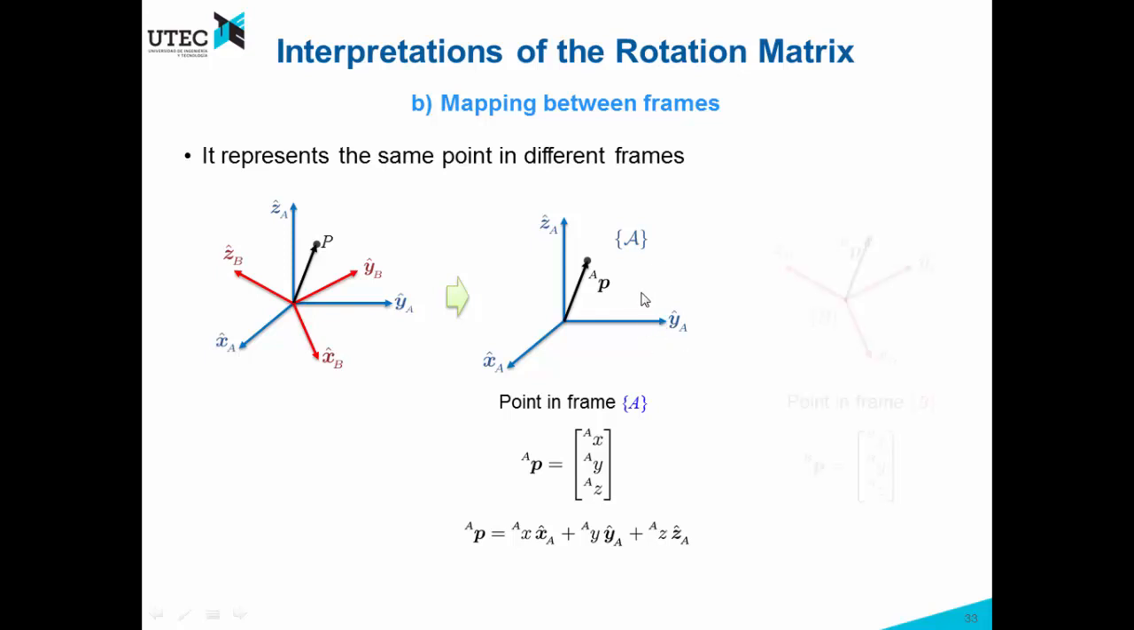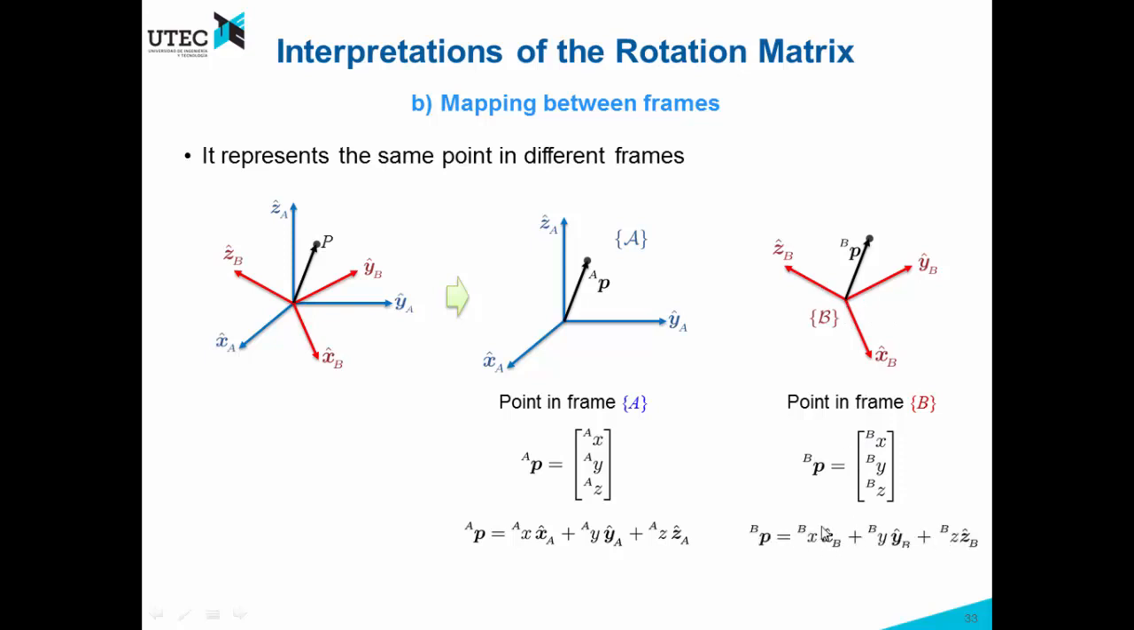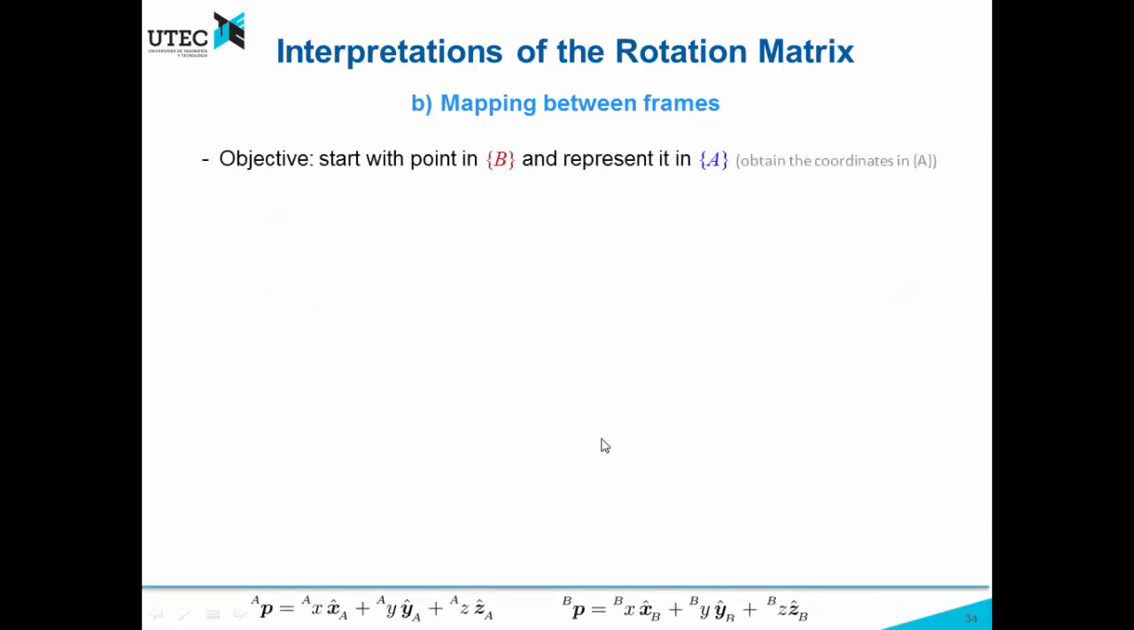We can have the same point now in frame B. In frame B, we have this point, and we have again coordinates, but these B's mean that this point is represented in this frame B. It can again be represented also in this way. Both ways are the same. Now what we want is to start with point B and represent this point in frame A. So we want to obtain the coordinates in A. This is the objective. How do we do this?